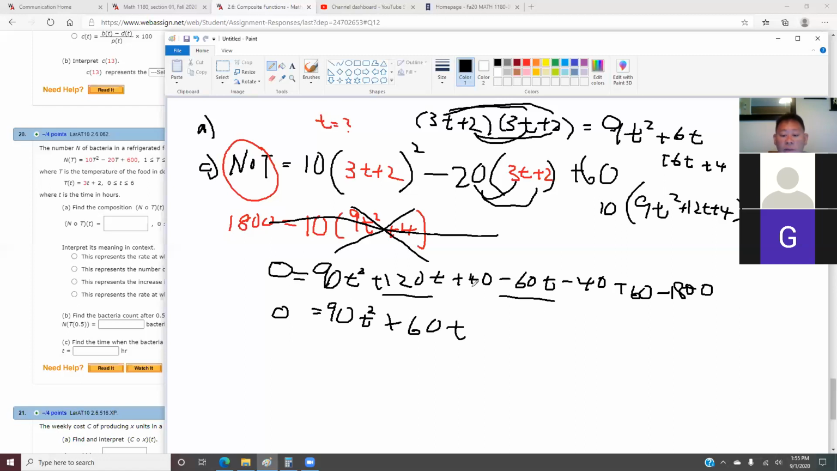And then the 40 and the 40 will cancel out. So what you get is 60 take away 1800, so you get negative 1740. So I combine like terms here. Now, this is where the quadratic equation is.